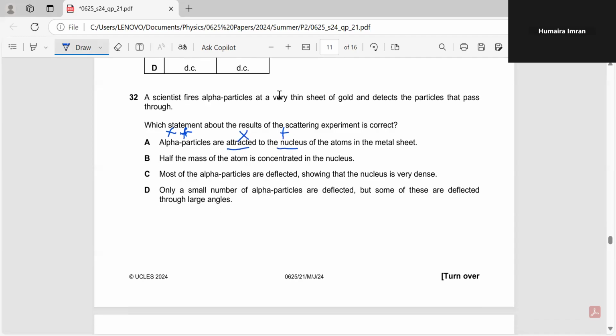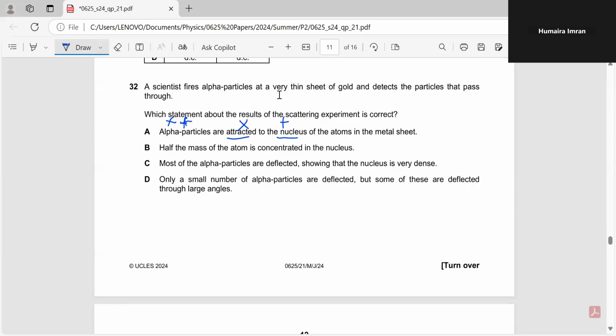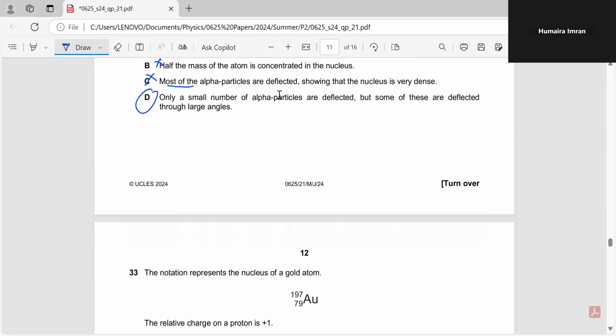Then in option B, they are saying that half the mass of the atom is concentrated in the nucleus. No, most of the mass is concentrated in the nucleus, not half of it. So B is also not correct. In option C, they say most of the alpha particles are deflected. No, only a few of them are deflected, showing that the nucleus is very dense. So this is the wrong option, and only option D is correct.